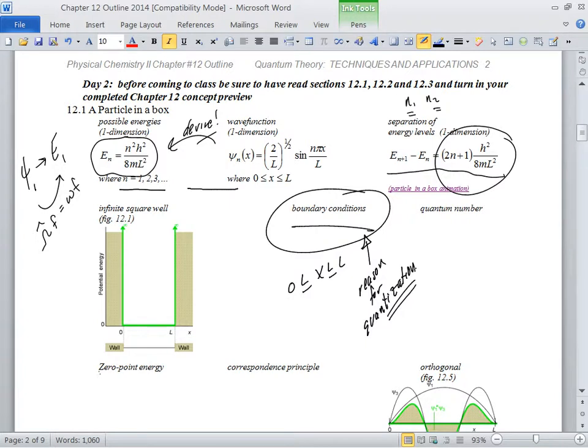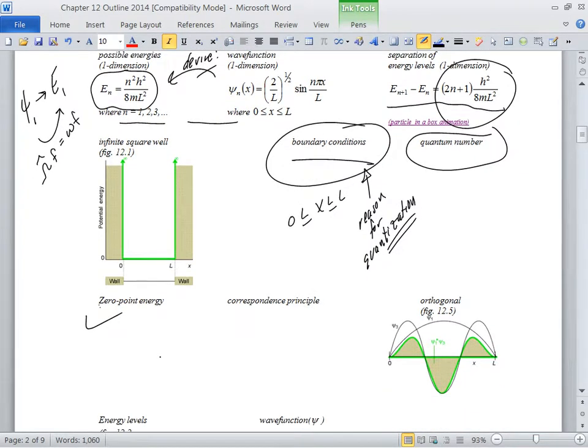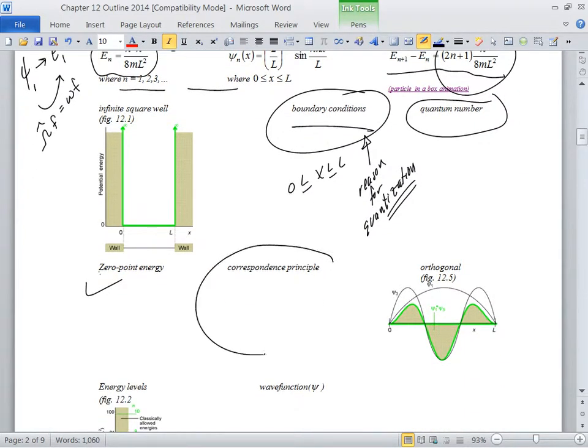And we have quantum numbers. They're just describing the state. You give the quantum numbers, and you can describe that state, that wave function, and its corresponding energy. Okay. We mentioned zero point energy, and the correspondence principle. That's another oddball one.